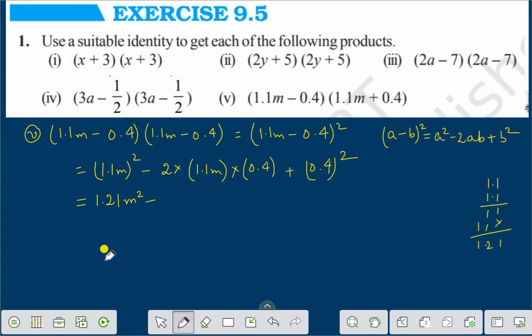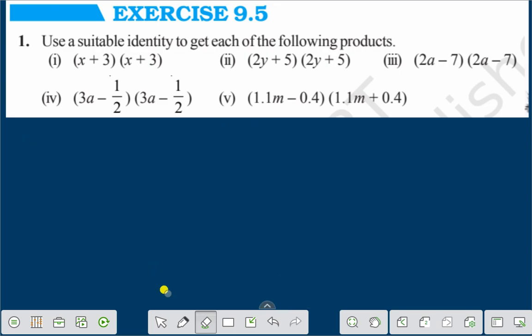Wait, this is actually plus, this is not minus. We have done it wrong here. Let us redo question number 5.